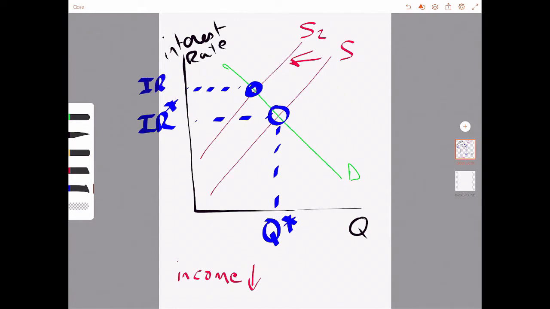And that results in a higher interest rate. And it results in less lending, a smaller quantity of loanable funds being borrowed and being saved.